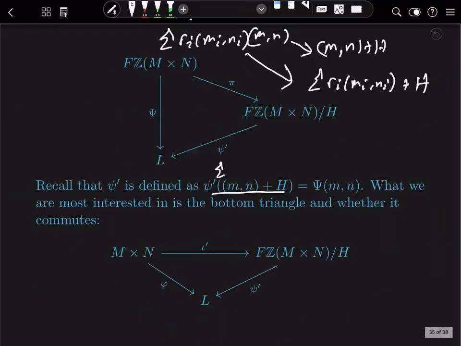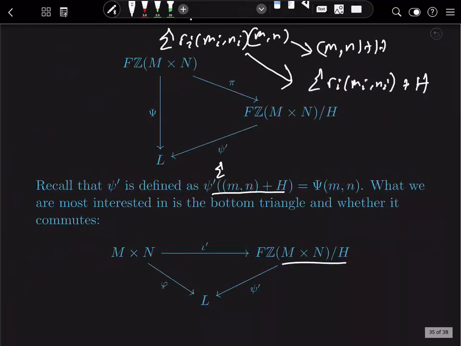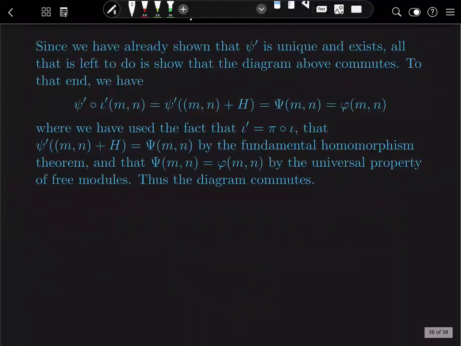Now we have this new map psi prime, and we want to know if this diagram commutes, because if this diagram commutes, then our quotient object here satisfies the universal property that we are looking for. We know that psi prime is unique because the fundamental theorem of homomorphisms guarantees that, and we know it exists, so we just have to show the diagram commutes.